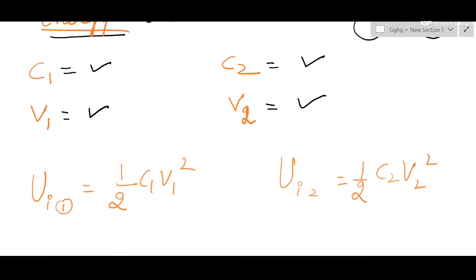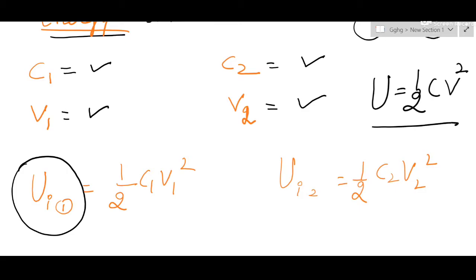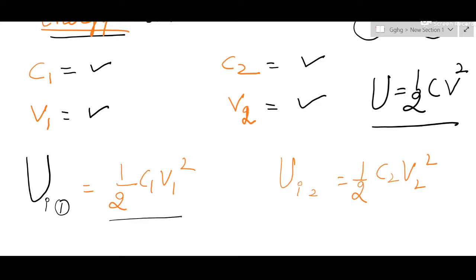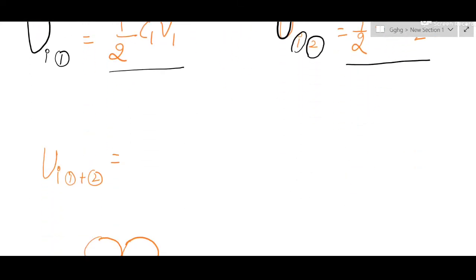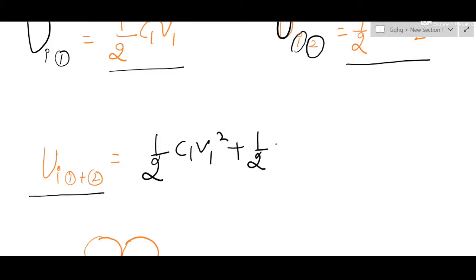You can write. Now, what is the initial potential energy stored in the first capacitor? We know the general formula of potential energy, which is half CV square. So look at what I have written clearly. It's U for potential energy, i for initial, 1 means first capacitor, so U_i1 equals half C1 V1 square. Similarly, the initial potential energy of the second capacitor is half C2 V2 square. So what is the total initial energy? It's half C1 V1 square plus half C2 V2 square. So the initial potential energy is ready.